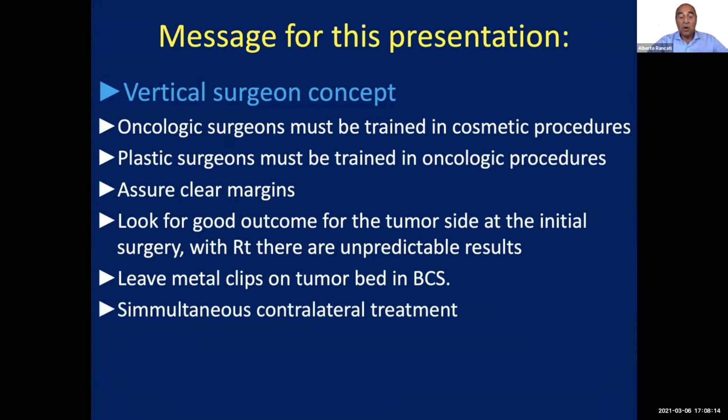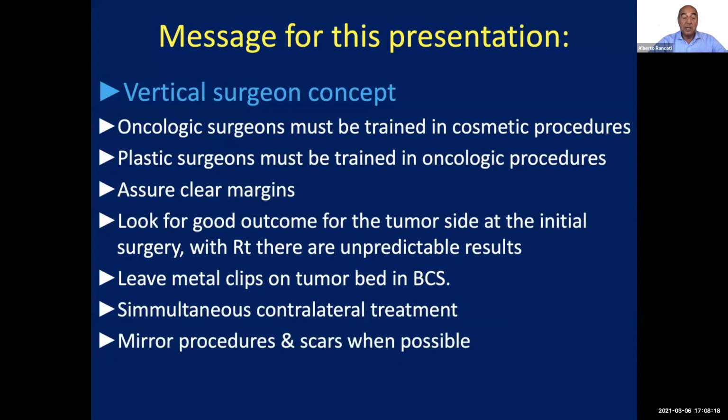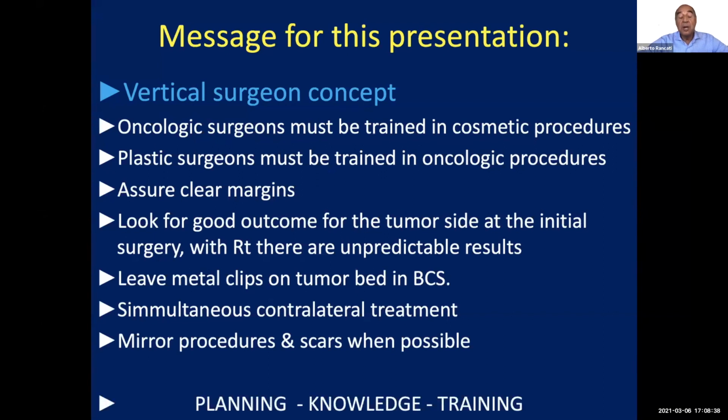So these oncological concepts and plastic concepts about simultaneous contralateral treatment and leaving metal clips on a tumor bed of a breast conservative surgery is something that today it's a patrimony of breast surgeons. So it's better always, we know, to make mirror procedures, and the scars are the best in the future if we make it like that. So we will focus on planning, knowledge, and training. And this is the way to work together to obtain the best results.